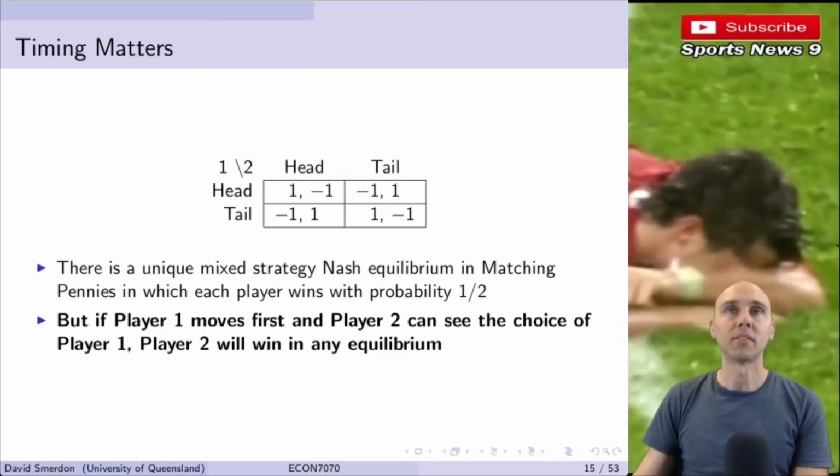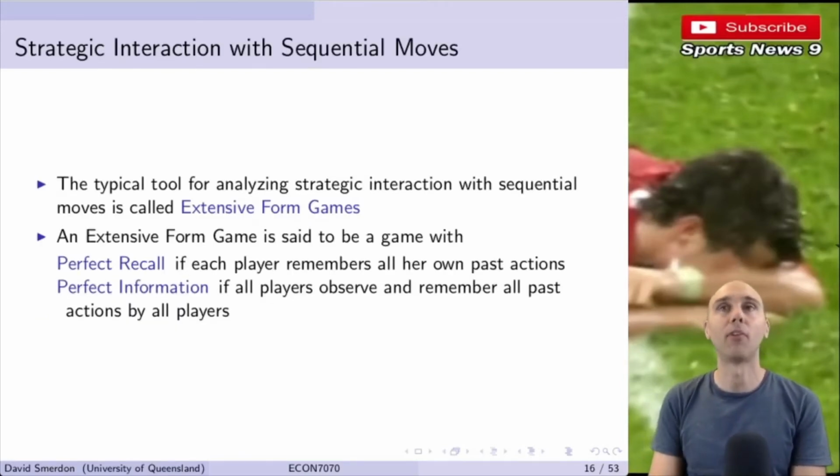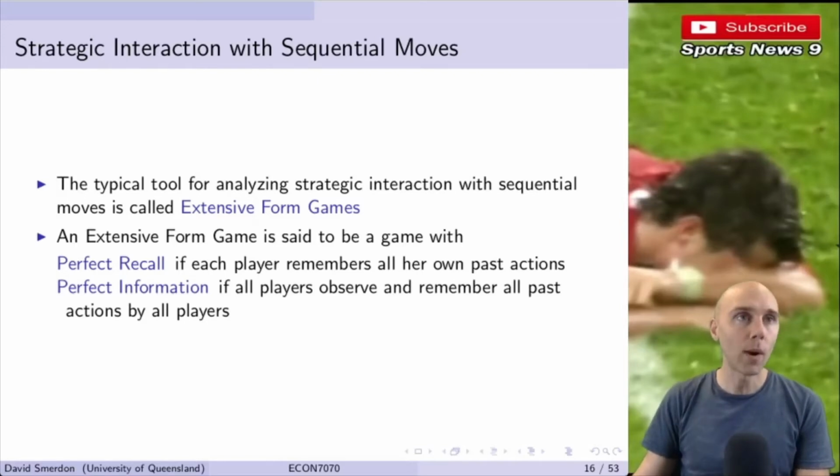What we call this sort of game is an extensive form game. That's different to the normal form games we've seen so far. This is a game that is characterized by perfect information, which is what we had before. All players observe and remember all past actions by other players. And perfect recall. Each player remembers her own past actions. And we represent an extensive form game differently to the payoff matrices we've seen so far. We represent them using a game tree.